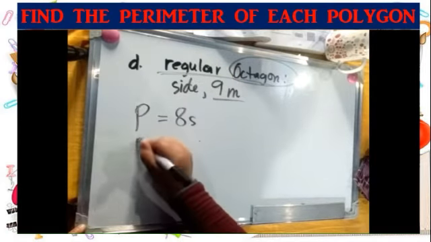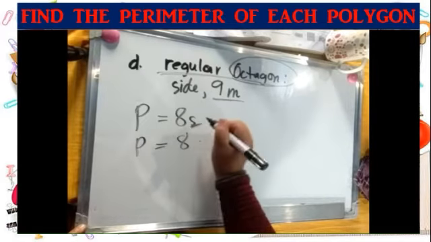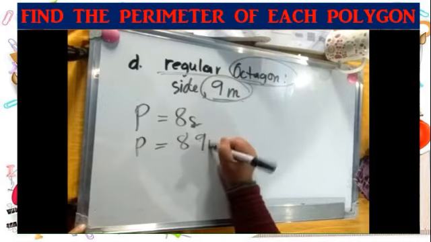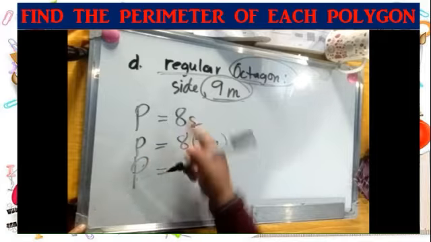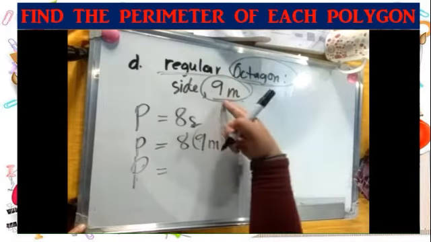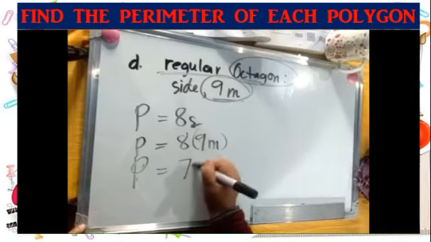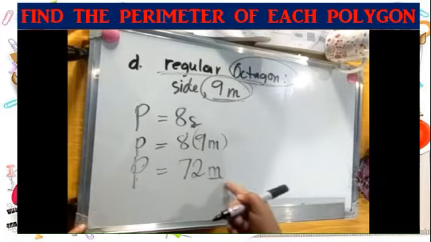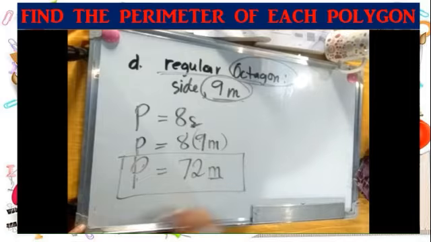So, we have 8 times the measurement of one side. It is 9 meters. So, 8 times 9 meters. So, the perimeter of a regular octagon having 9 meters per side is 8 times 9. We have 72 meters. Don't forget the unit, which is meter. So, this is now our answer. Okay?